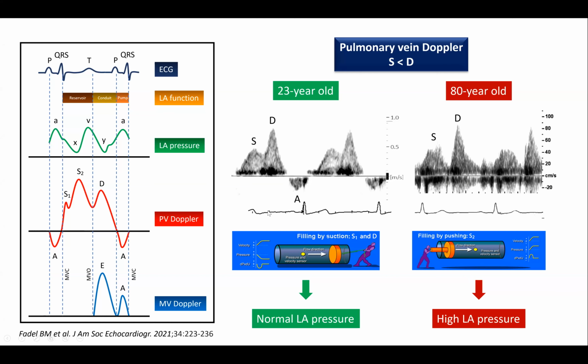So in a young patient, the pulmonary vein Doppler would look like this, meaning the LA pressure is normal. In an older patient, the same pattern in the pulmonary vein will tell you that the LA pressure is high.